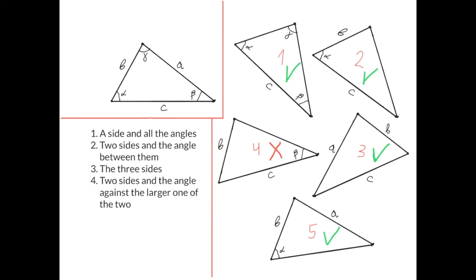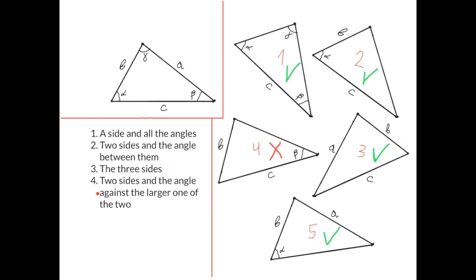The first way is that if the two triangles have the same side length and all the angles of the two triangles are the same, such as in example 1. The second way is when the two triangles have two of their side lengths equal and the angle between them is also equal, such as in example 2. The third way is when the three side lengths of the two triangles are equal, such as in example 3.